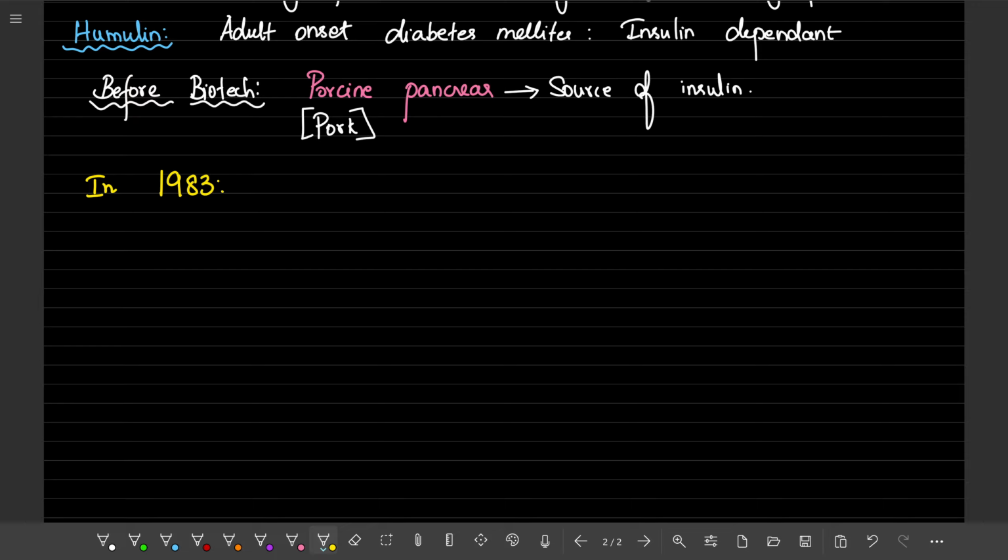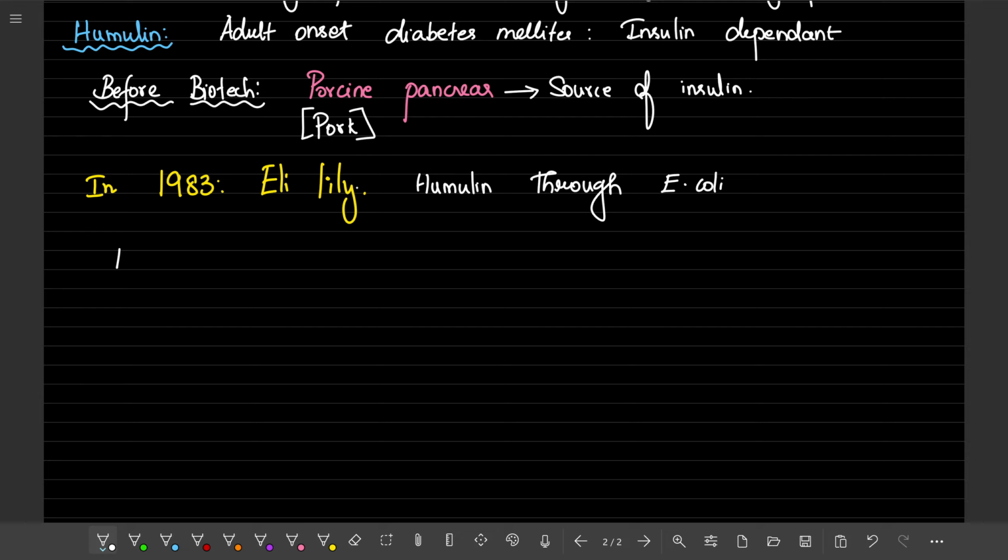Important. So in 1983, a company called Eli Lilly found a way of producing humulin through E. coli. But what is the challenge here? Why is this very big? Now we will see a little bit about human insulin. Normally, how will a biotechnological product be formed? You take the gene from the source, introduce it into a plasmid, put it in E. coli, and it will start secreting it.